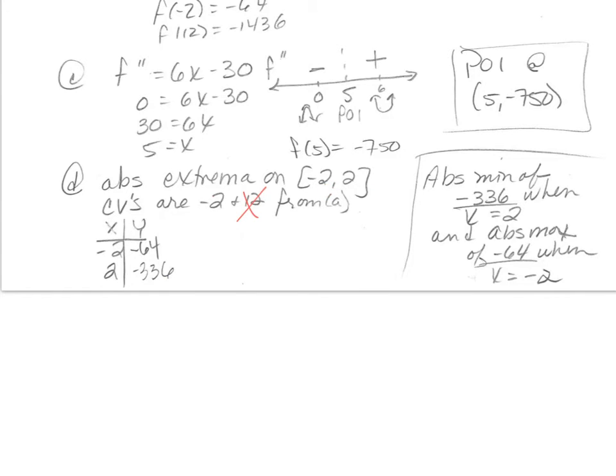So the absolute max or min is going to occur at those endpoints. Substitute them into the original function, get the y values, and the smallest one is negative 64. That's the absolute max of negative 64 with that value. And then the other one is the absolute min at the other value.